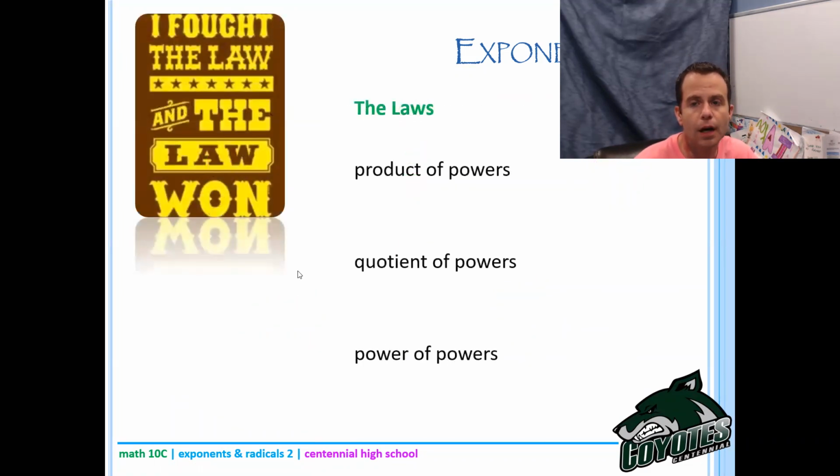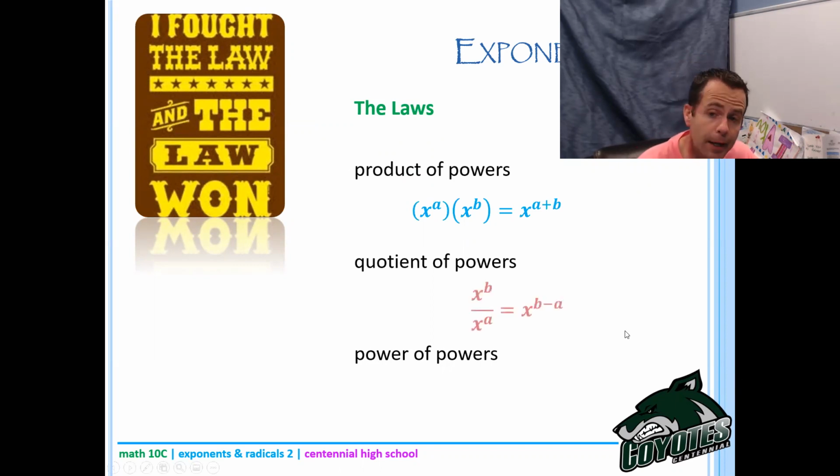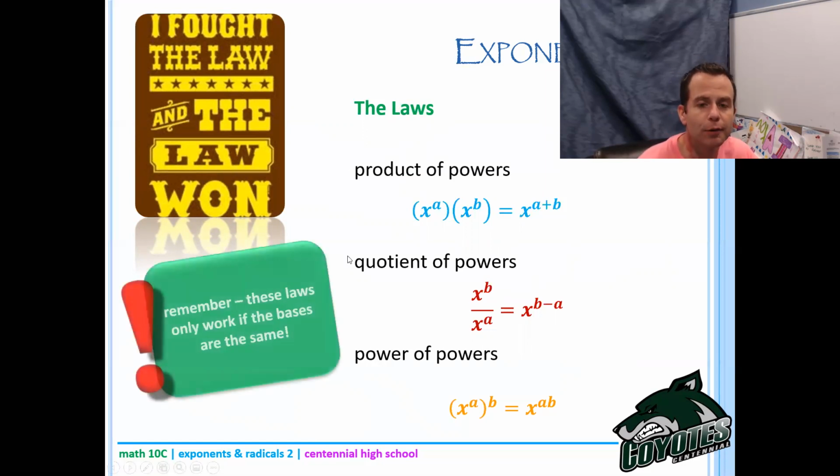Okay, so the laws. Product of powers says x to the a times x to the b. When I'm multiplying powers of the same base, I add the exponent. So we write that algebraically as x to the a plus b. Quotient of powers, when I'm dividing powers of the same base, I subtract. So I'm going to say x to the b divided by x to the a will equal x to the b minus a. And then a power of a power, x to the a, all to the b, equals x to the a times b, okay? A reminder that these guys only work when the bases are the same, okay?